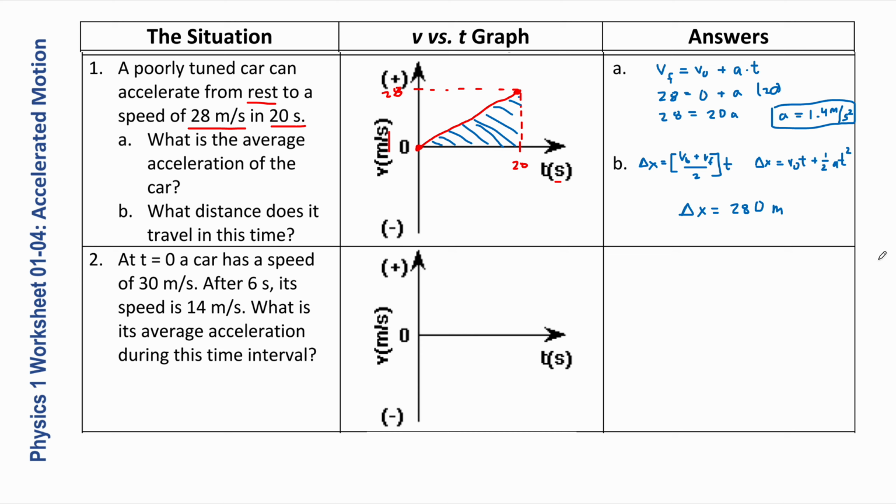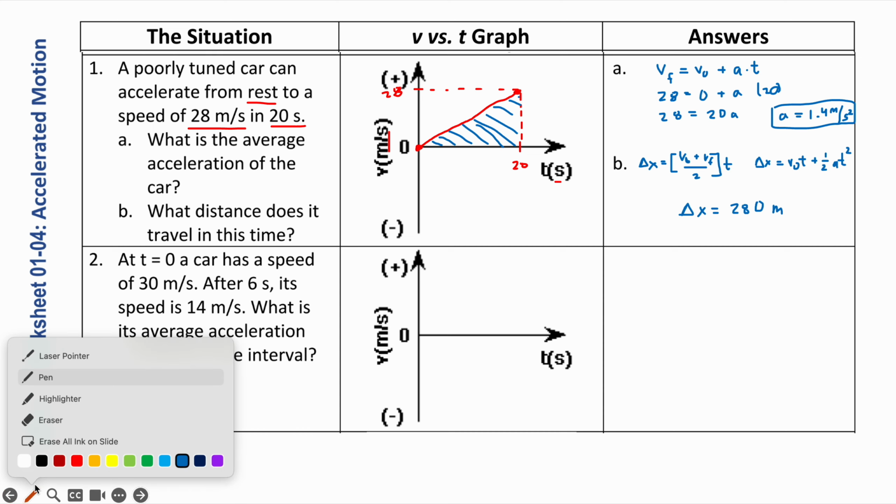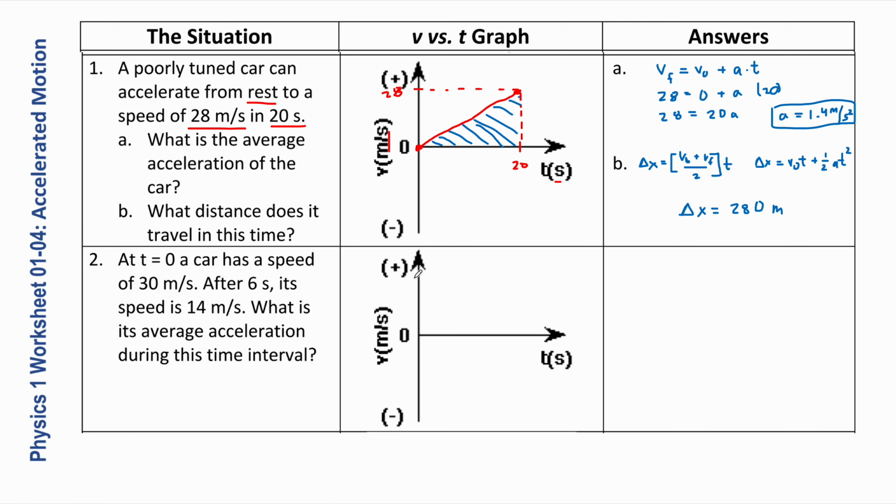Let's take a look at a couple of these real quick. At t equals 0, a car has a speed of 30 meters per second. I'm going to go back to drawing this. So 30, and I'm just going to put that right up here. And then a little bit later, it's going 14. That's just a little bit under half of that.